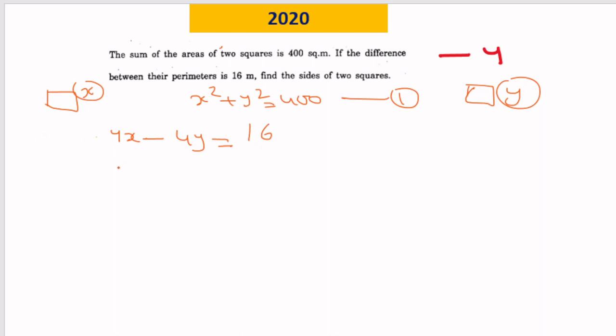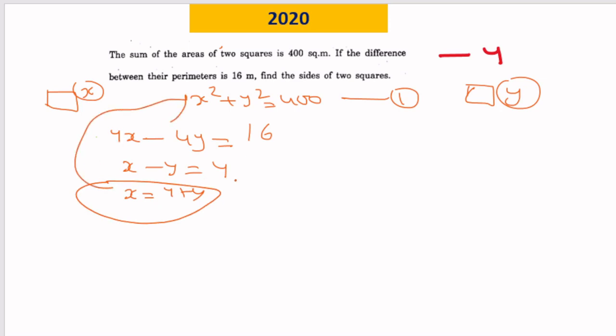Perfect. We can reduce this by dividing throughout by 4. So x minus y is equal to 4. Now how to solve, right? We can use the substitution method over here. So simply I can write x equal to 4 plus y and substitute this value into the first equation. Now this equation we can solve further using the substitution method. Let's see how. In place of x, I'm going to substitute 4 plus y. So 4 plus y whole square plus y square equal to 400.